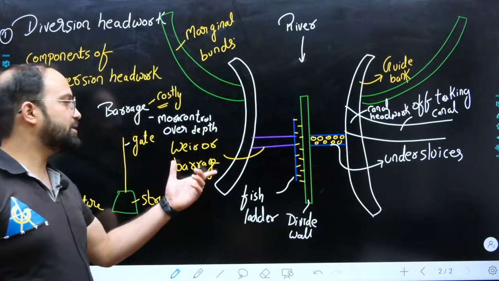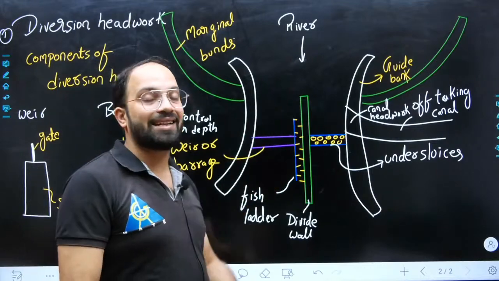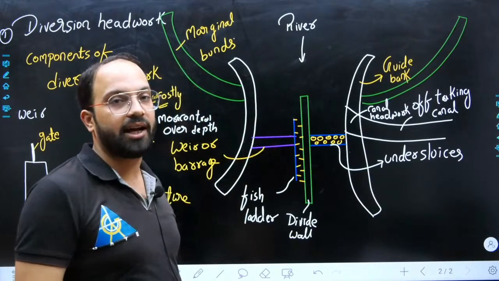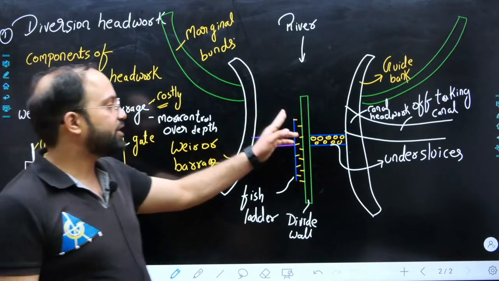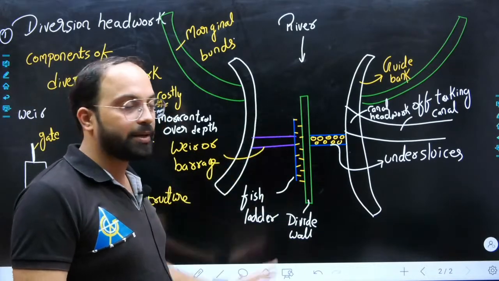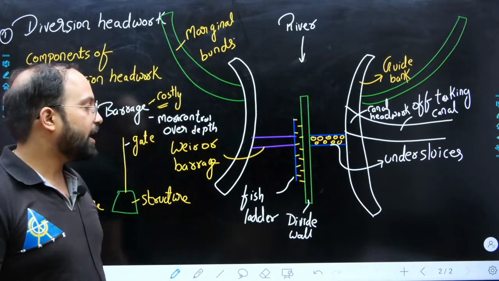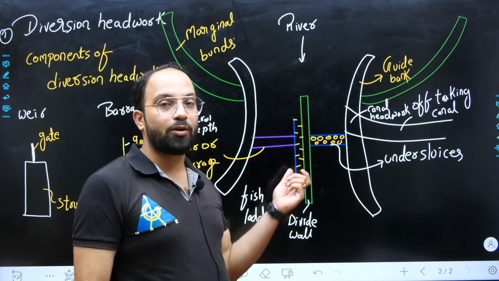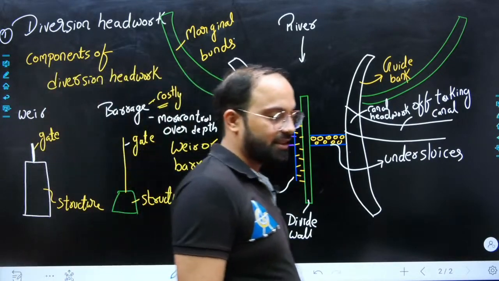You know the work of a weir and a barrage: they are used to raise the head. What is the use of the fish ladder? So that fish can move from upstream to downstream and from downstream to upstream. These are very small spacings.